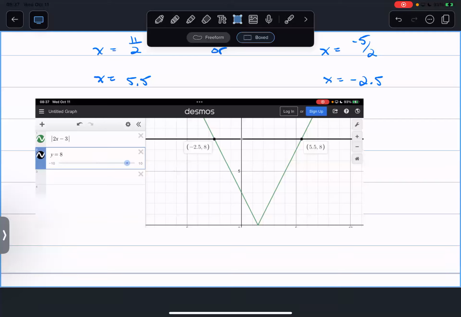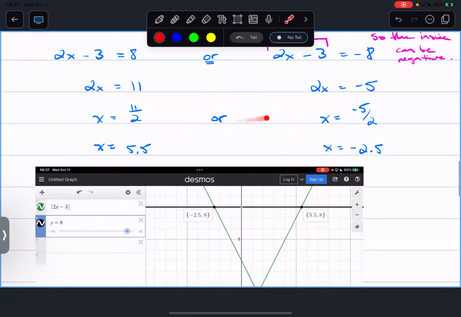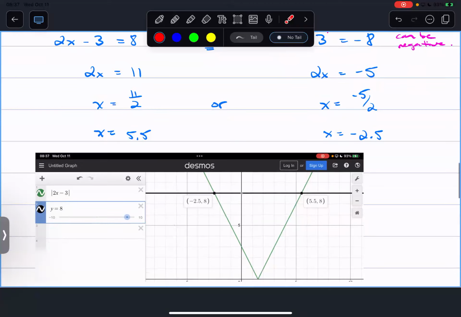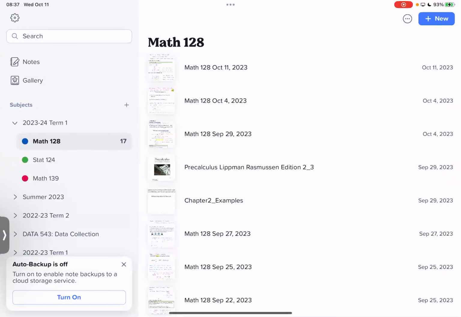So you can solve it just using Desmos or any sort of graph if you want. But in this case, I think it's easier to just solve it with some algebra. But it's always nice to be able to check your work. All right.